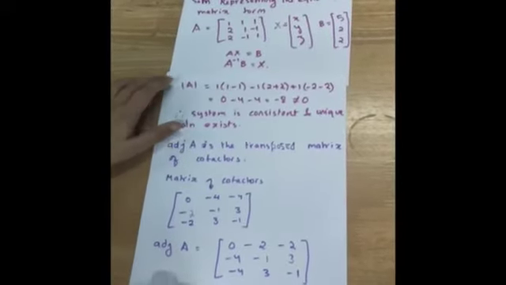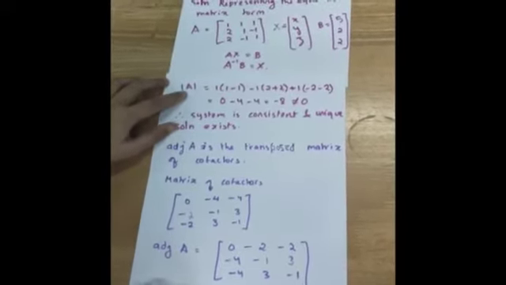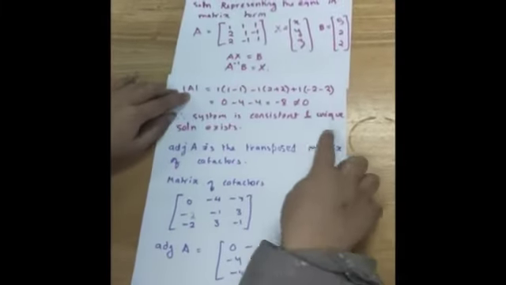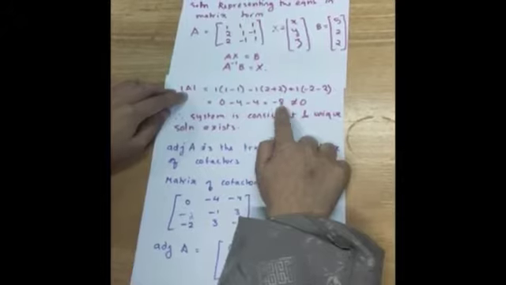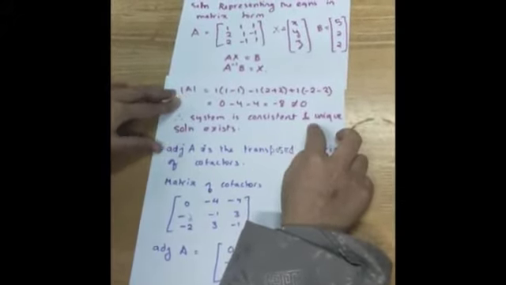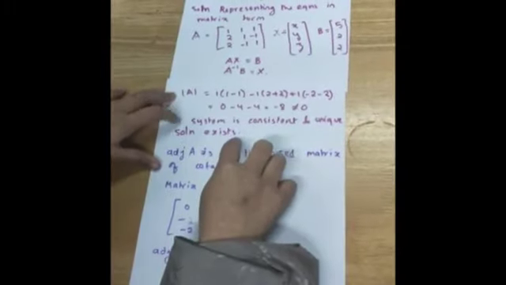We start by finding the determinant of A. So we see here that the determinant of A is not equal to 0. Hence we know that the system is consistent and has a unique solution.